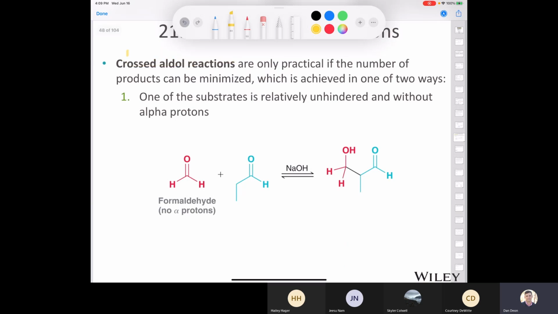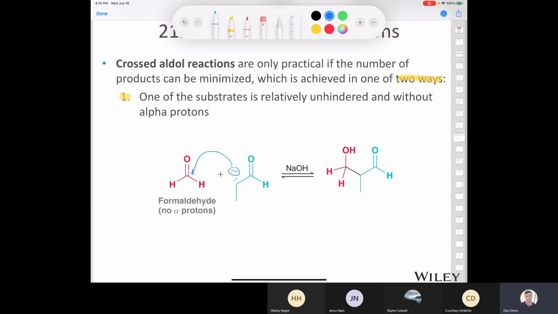There are two ways that we can minimize the number of products. Number one is if one of the substrates is relatively unhindered and has no alpha protons. So this compound, formaldehyde, has no alpha protons. It cannot be deprotonated. Therefore, the only enolate that you would form in the reaction would be this.